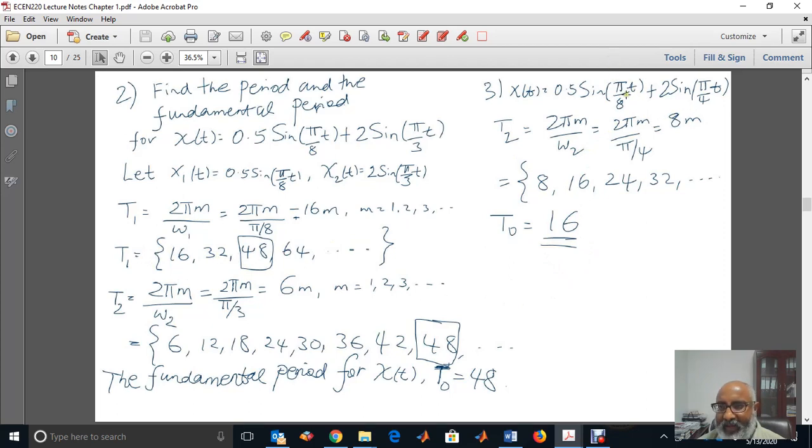In this case, pi over 4 is 2 times pi over 8. To determine if one frequency is a multiple of the other one, choose the smallest frequency to find the fundamental period. So the smallest frequency is pi over 8. Then 2 pi m over pi over 8 is 16m. So 16 is the fundamental period. This is how we determine the fundamental period for a signal consisting of a sum of different frequencies.